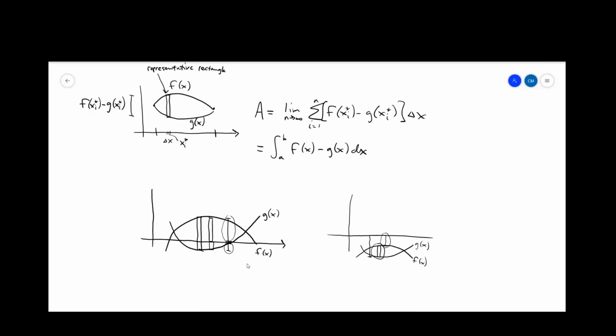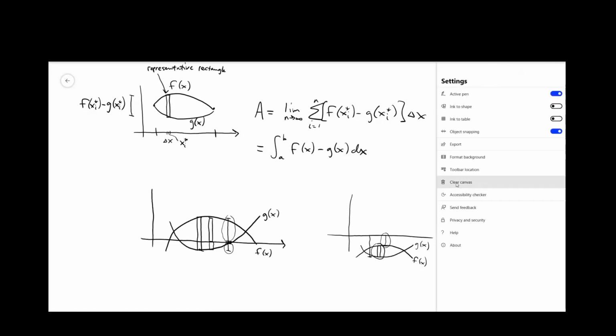So the point here is that this formula works for any situation. Don't have to worry about if any of the functions are below the x-axis or anything like that. It's still going to work, okay? Make sense? So I'm going to clear this off unless anybody has any questions. Okay, so no questions. I'm going to clear that away.